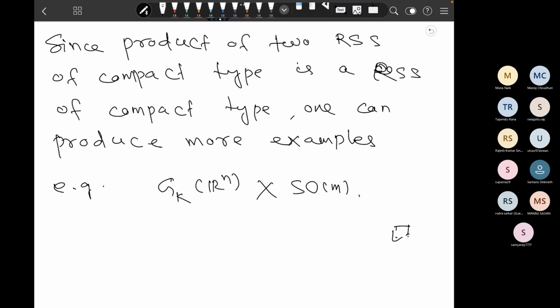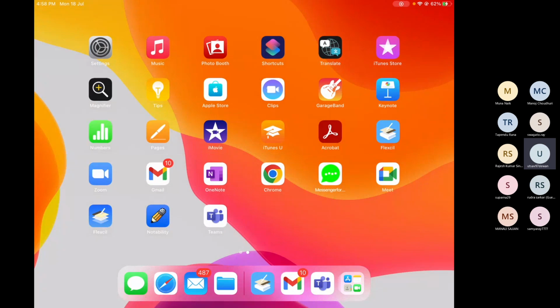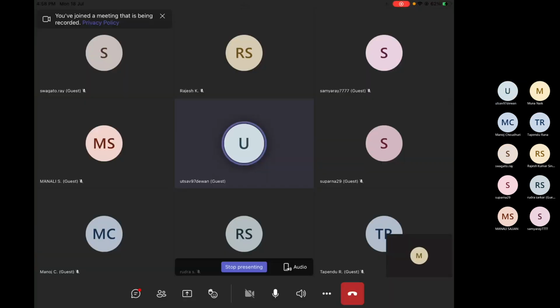Anwar, Ushab, Tapendu. Fine, no questions. Okay.